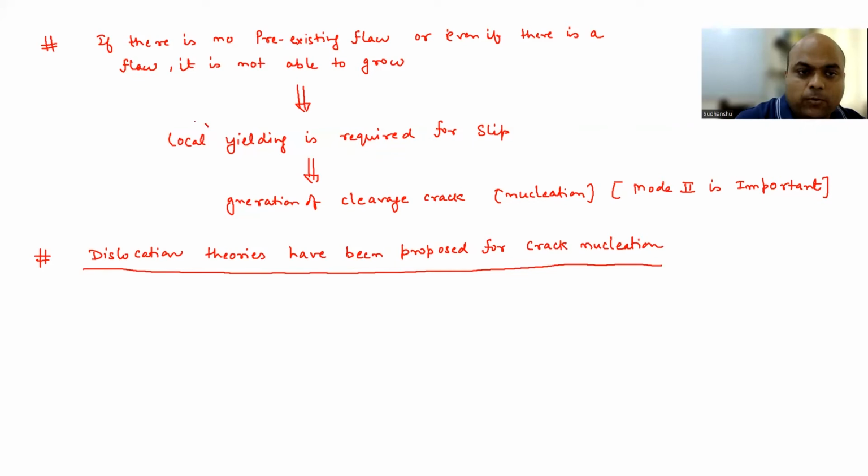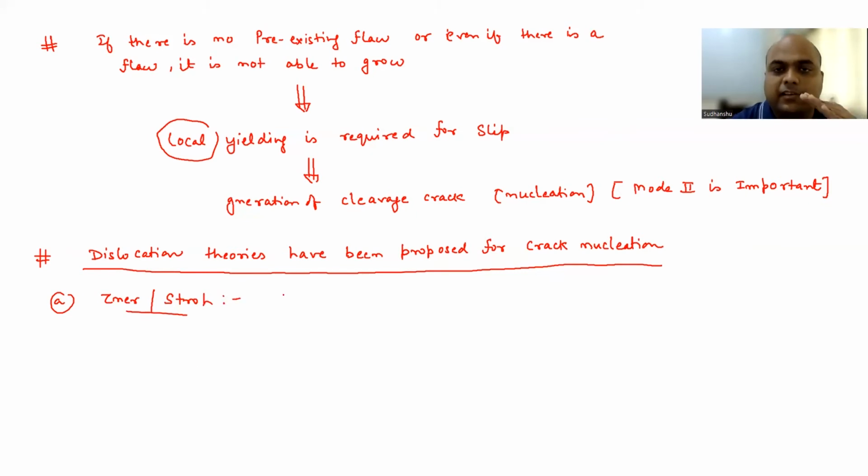So again, remember local yielding. And then there are dislocation theories. The first one is proposed by Zener and Stroh. They propose that the dislocations are moving locally in a slip plane, and then they are going to pile up at the grain boundaries, similar to the pile up we discussed when we were talking about the grain boundary strengthening mechanism.